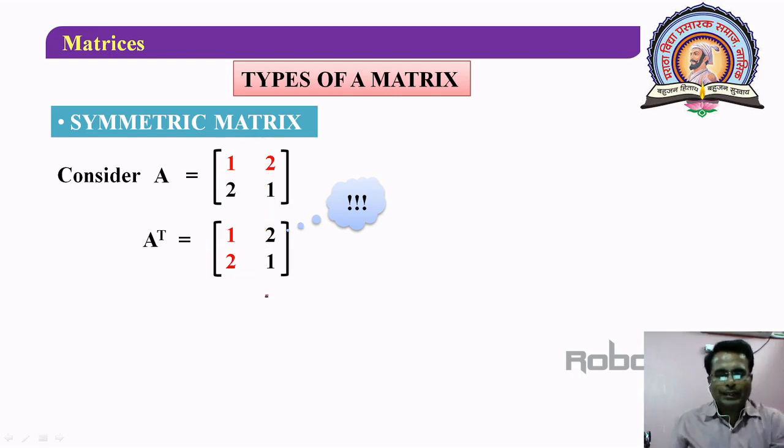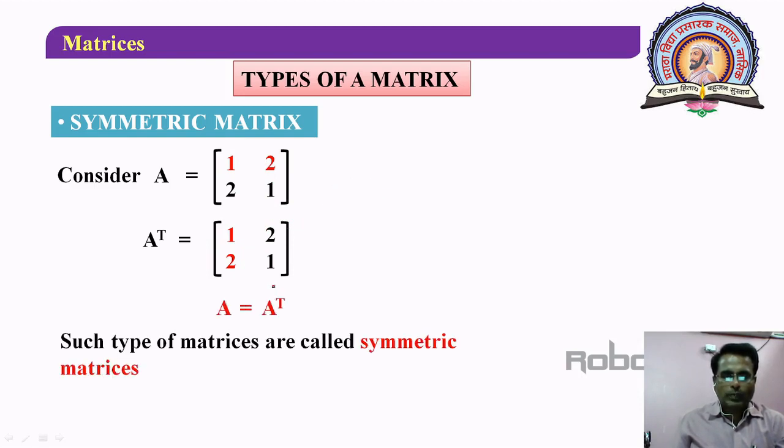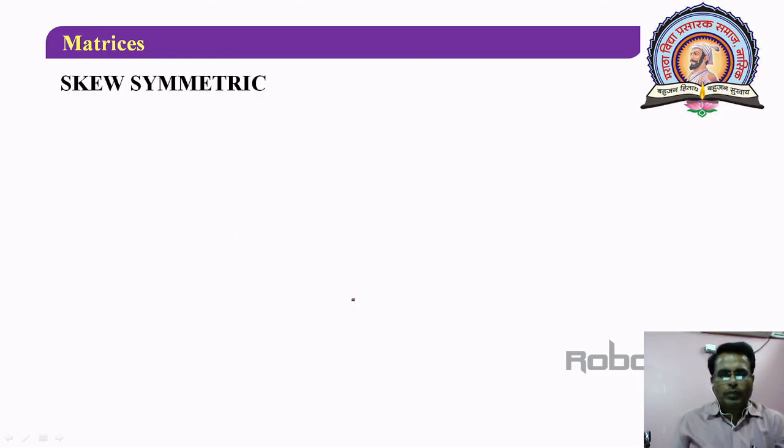So what it clears? Here we will observe that due to transpose there is no change in the matrix, that is A transpose is equal to A. Such a type of matrix is called a symmetric matrix. So if transpose is equal to the matrix itself, then that is called a symmetric matrix. Similarly, we can consider the next type, that is skew symmetric matrix.